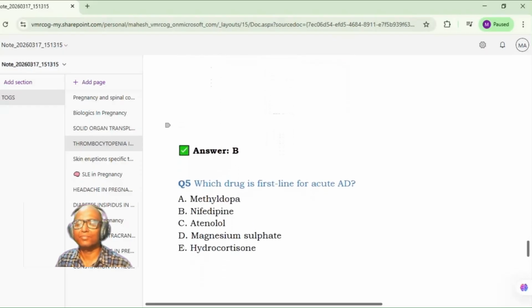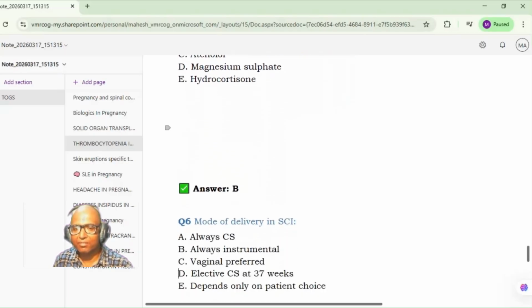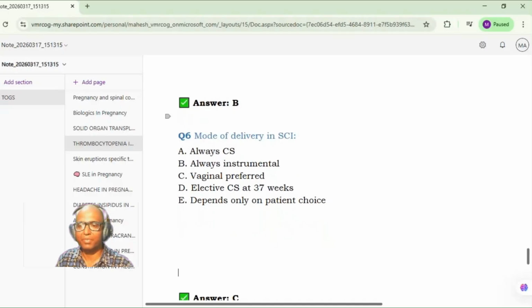Next. Which drug is the first line for acute AD? A. Methyldopa, B. Nifedipine, C. Atenolol, D. Magnesium sulfate, E. Hydrocortisone. B, nifedipine. Yes. Very good. Next. Mode of delivery in spinal cord injury: always C-section, always instrumental, vaginal preferred, elective C-section at 37 weeks, depends only on patient's choice. C, vaginal is preferred otherwise. Yes. Vaginal is preferred.